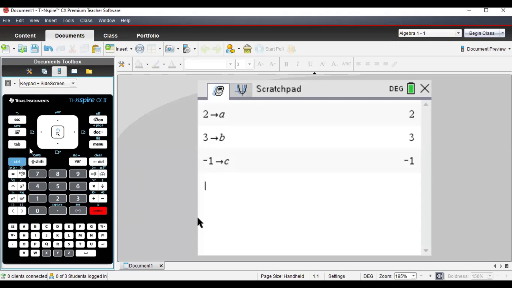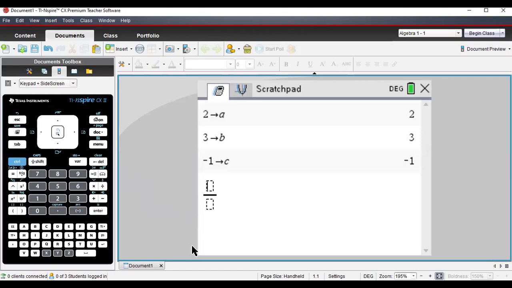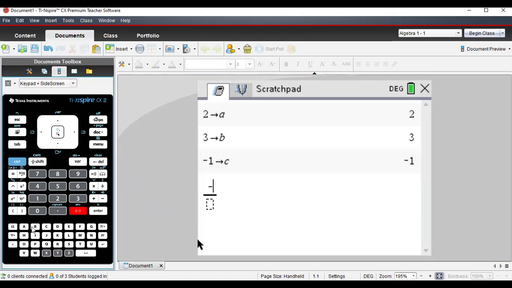Now I'm just going to type in the quadratic formula. Control divide, because it's going to be a fraction. All I'm going to do is a negative B, because this is the formula, plus the square root of B squared minus 4A times C. And then the denominator is 2A.